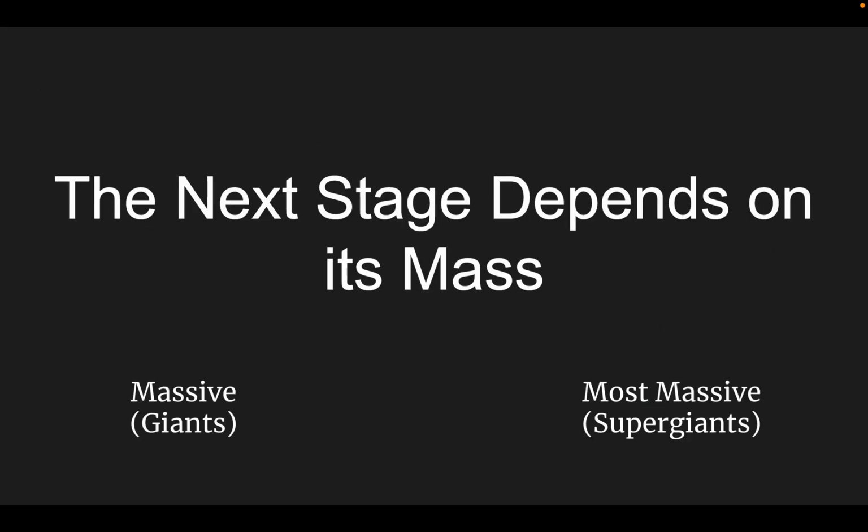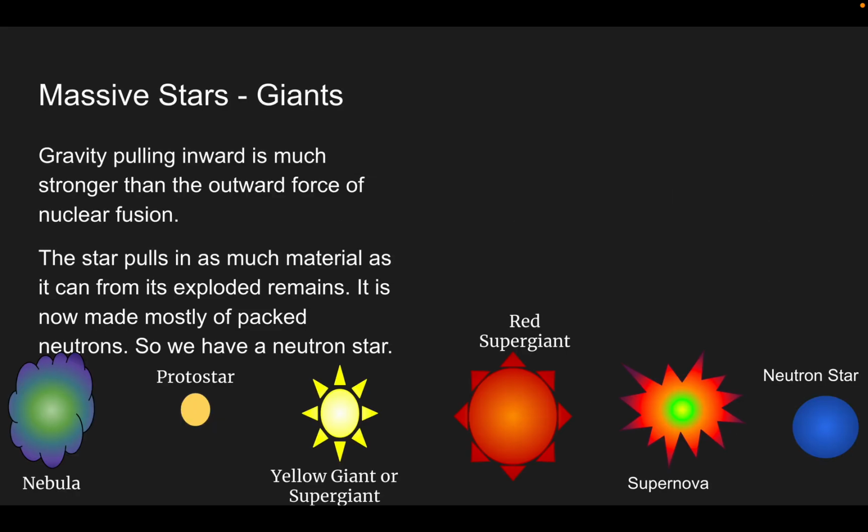After that, it's going to depend on the mass. So the next stage depends on its mass, whether it is massive for giants or most massive with supergiant stars. For massive stars, gravity pulling inward is much stronger than the outward force of nuclear fusion. The star will pull in as much material as it can from the exploded remains, and now it's mostly packed of neutrons, and we call that a neutron star.